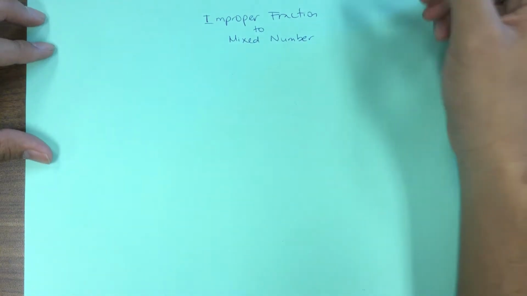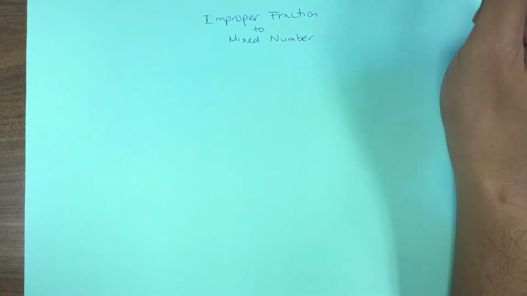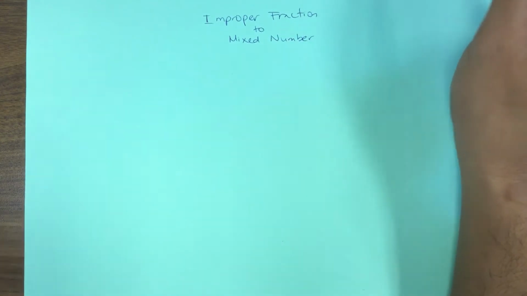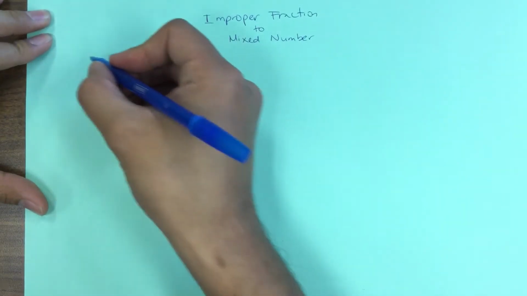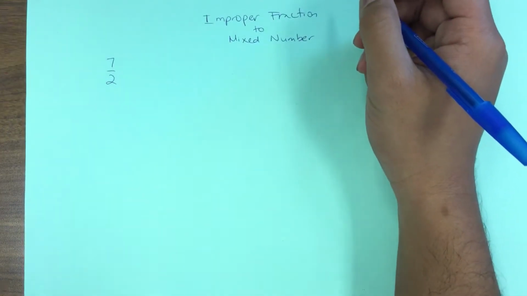All right, I'm going to go through how to change an improper fraction to a mixed number. It's one of the things that we're going to be doing in your chapter or your summative test. And let's take an example of changing this improper fraction, 7 over 2.